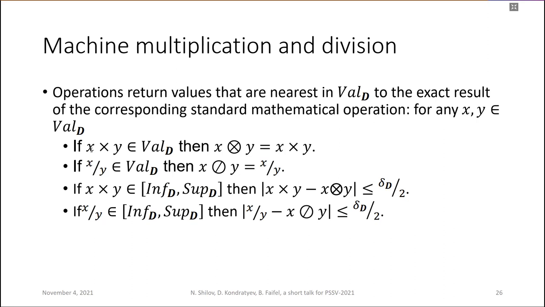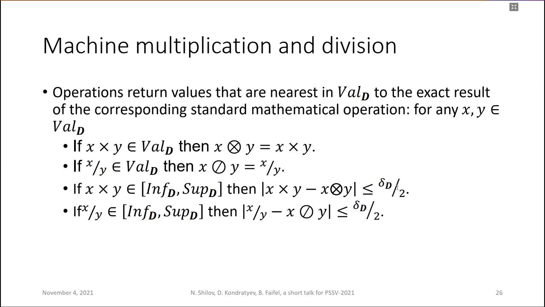So in case our two values from our data type return an actual value that is also in this data type, then machine multiplication is equal to ideal multiplication. Same for division. If the result of multiplication or division is already a valid value in our data type, then everything is okay. But if the outcome is in this range but not in our data type, again, we don't consider the overflow problem at all. We just consider everything is still in this range, but maybe not in our grid. In this case, the result of machine multiplication or machine division differs from the ideal result by not more than half of the unit in the last position, exactly like in the definition of exact computations.